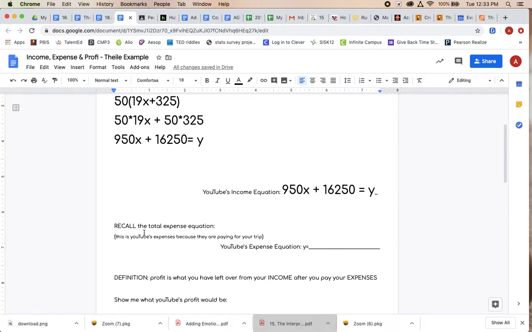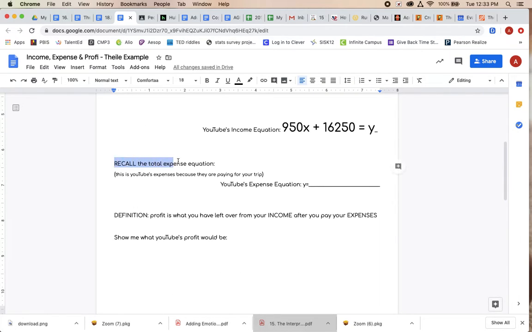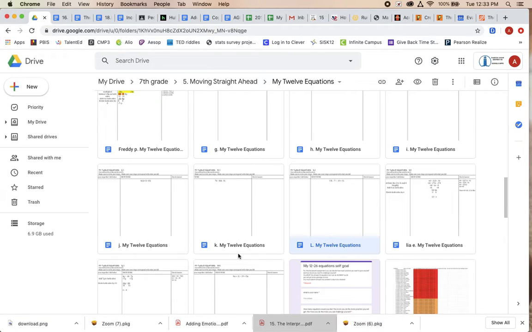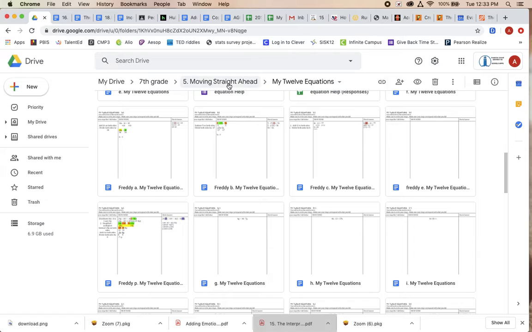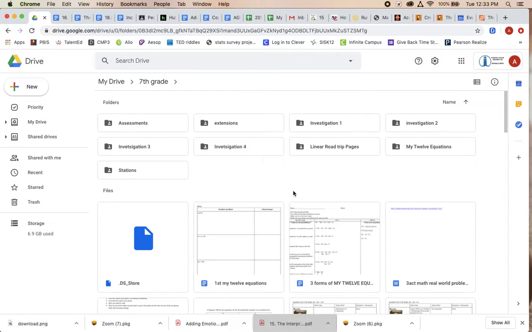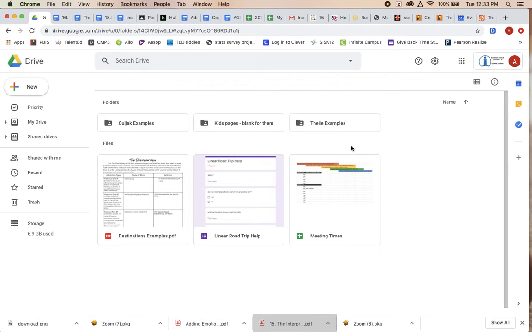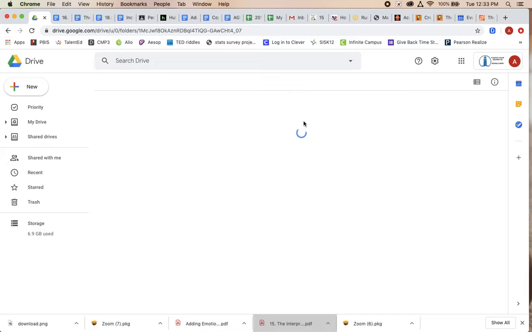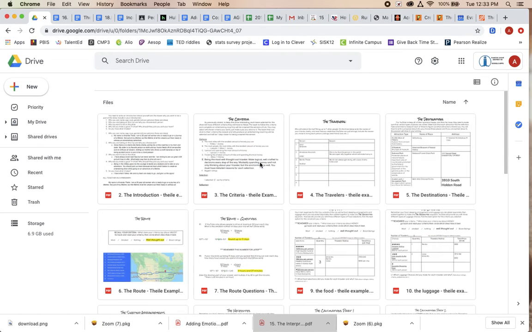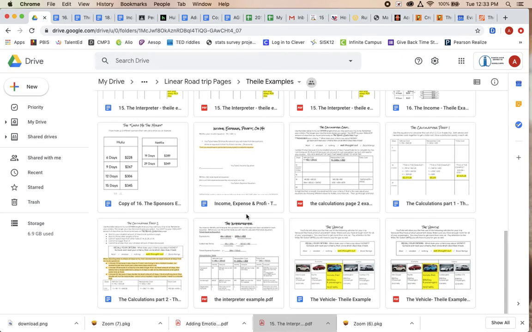Cool. Moving on. Now it says recall my total expense equation. So I'm going to go back to my calculations page because I know it's got my totals equation on there, or even my interpreter page, anywhere that you have your total expense equation. Sorry, I should have had this ready. I totally forgot I needed this. So I'm going to quickly find my calculations page or my interpreter.